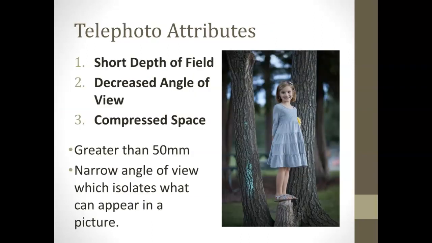Our next topic is something called telephoto focal lengths. So these are for lenses that are greater than 50 millimeters. Once you hit that 50 millimeter mark and you start going higher and higher, you're going to have more of these attributes start to appear within the frame. So the higher the number that you go, the more zoomed in you are, and the more narrow that angle of view is. It's going to isolate things. It's going to make it so that you just notice those few things that you've zoomed in on within the frame. So these are the three attributes that we'll be talking about: a short depth of field, a decreased angle of view, and compressed space.